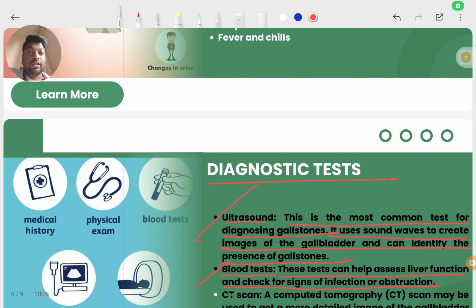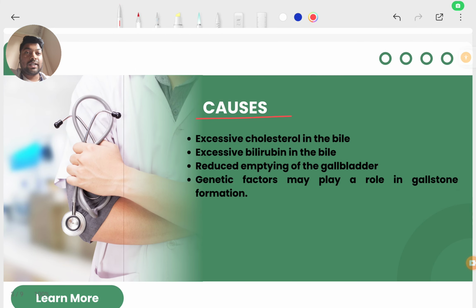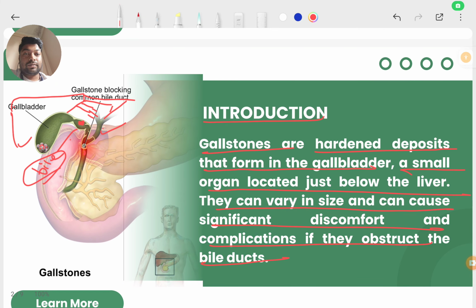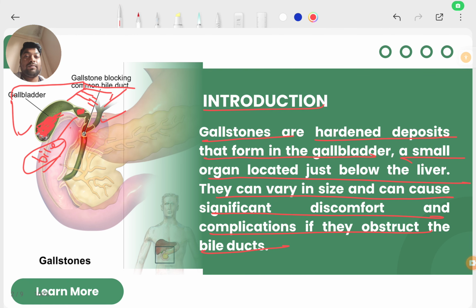So if the obstruction is either in the bile duct or in the common bile duct, that leads to accumulation of bile for a long period of time in the gallbladder, and that leads to infections and inflammation in the gallbladder.